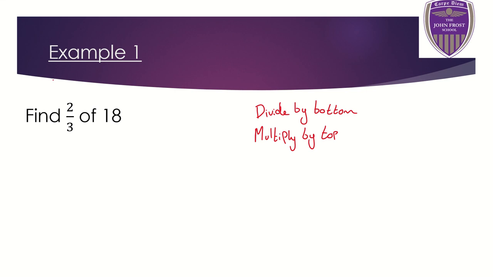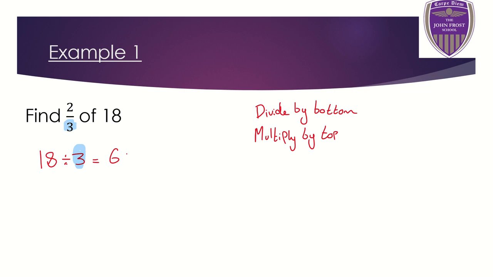Well, if you look at this example here, we've got 18. So we're going to start with 18. And the first step says to divide by the bottom. And that means the bottom number of the fraction. So we're going to do 18 divided by 3. Okay, so that's where that's come from. And the answer to that is 6.